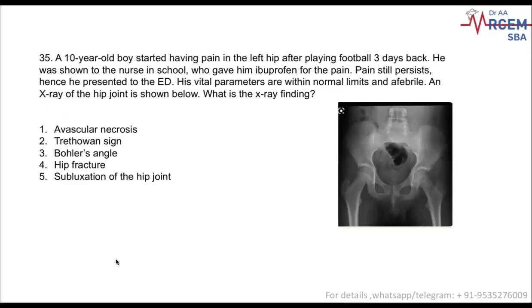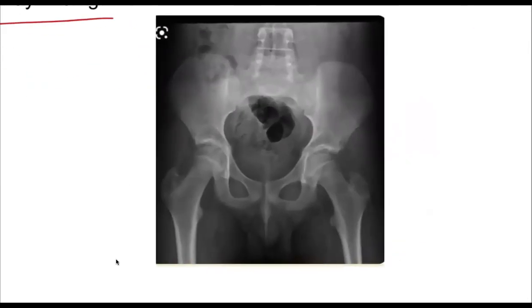A 10 year old itself makes Perthes disease start ringing in my mind. 10 years, Perthes disease, 7, 8, 9, 10, Perthes disease. An X-ray of the hip joint is given. What is the X-ray finding they are asking? I'll go ahead and have a look here. But this doesn't look like Perthes, sorry, there is no avascular necrosis that I can see. Everything seems to be fine.